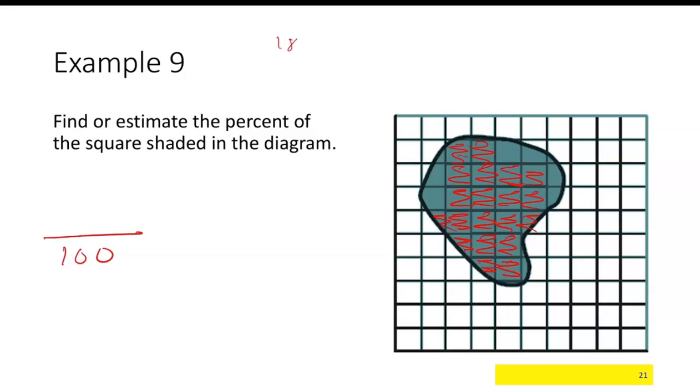And how many more can we make? Let's say that these 3 make up 1. And let's say that this one and this one make up 1. And these 3, the last remaining, make up about 2. So as a rough guess, I'm going to say about 22. So about 22% is shaded.